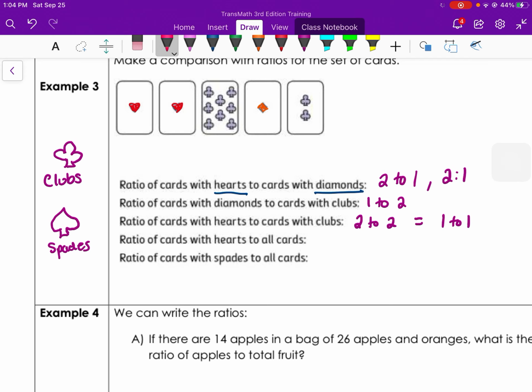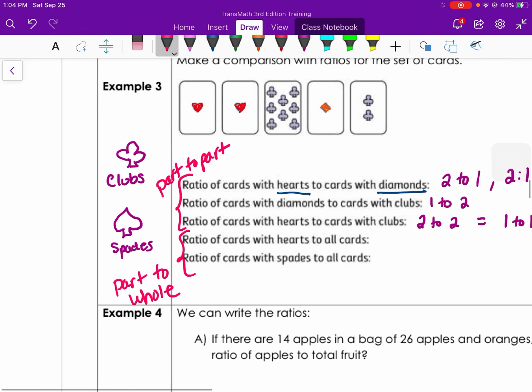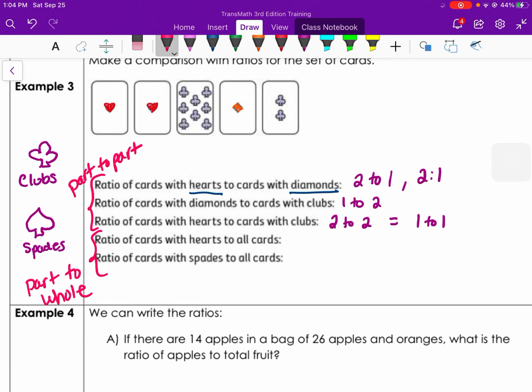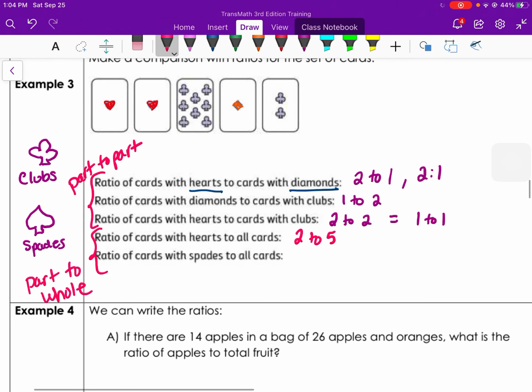Ratios of cards with hearts to all cards. So the first 3 examples were all part-to-part relationships, because they compared one part of the 5 cards to another part of the 5 cards. You'll see the last 2 have cards with hearts to all cards, spades to all cards. So these last 2 are examples of part to whole relationships. There were 5 total cards. So hearts to cards would be 2 cards, or hearts to 5 cards total.